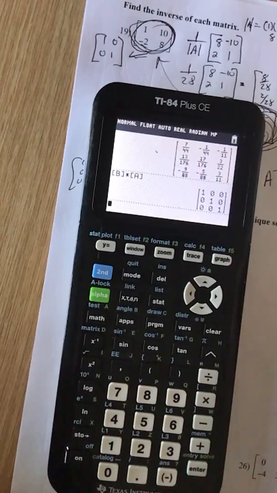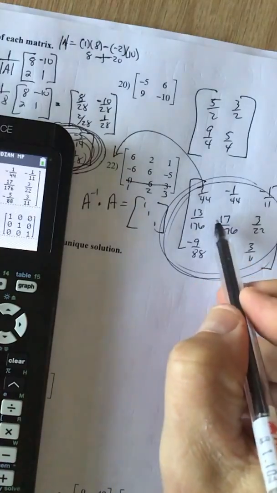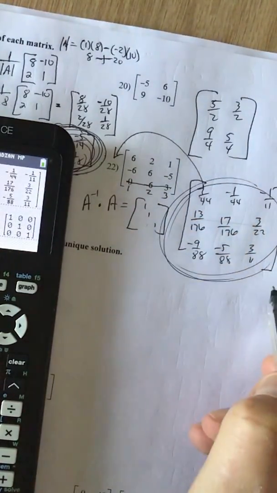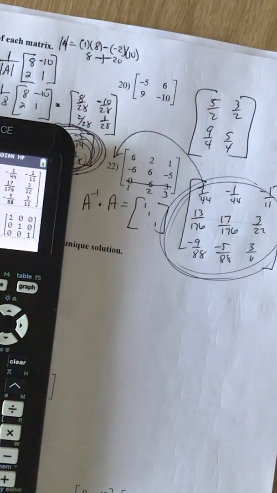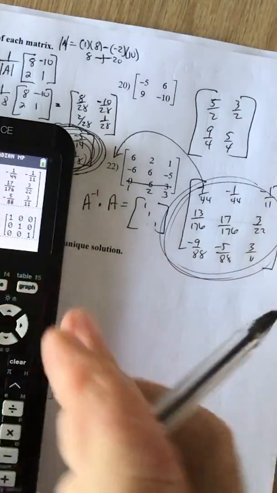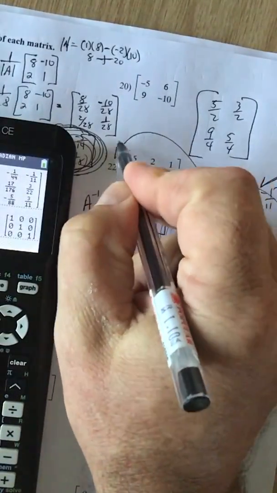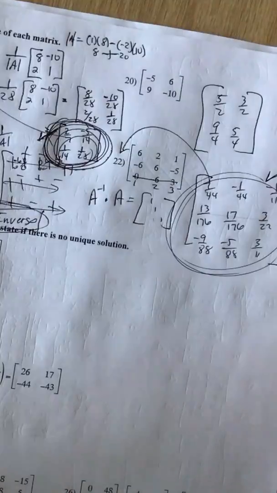And then notice the calculator took a second to do it because it had to do, remember what it did? It did row times column, row times column, row times column, and ended up with 1, 0, the identity matrix. So check. That's a little proof. This one does undo the original.